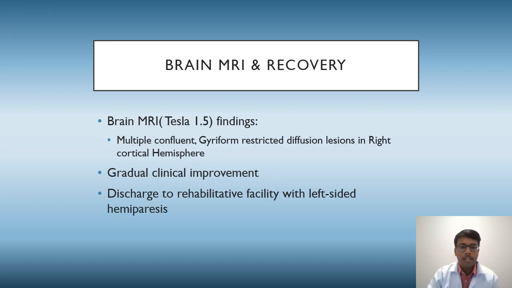The brain MRI had shown multiple confluent gyriform restricted diffusion lesions in the right cortical hemisphere. The patient had a gradual clinical improvement and was discharged to a rehabilitative facility with left-sided hemiparesis.